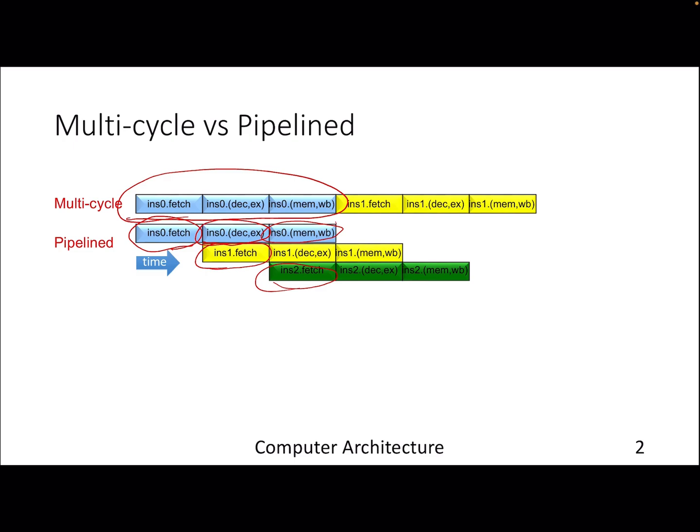As you can see, after a period of time, every cycle you will see one instruction is getting over, or done with its job, right? So this is the high level view of the difference between multi-cycle and pipeline, and you should not confuse multi-cycle as a way of pipeline.